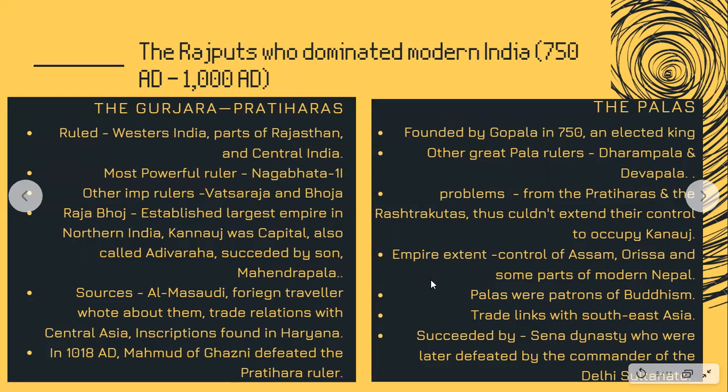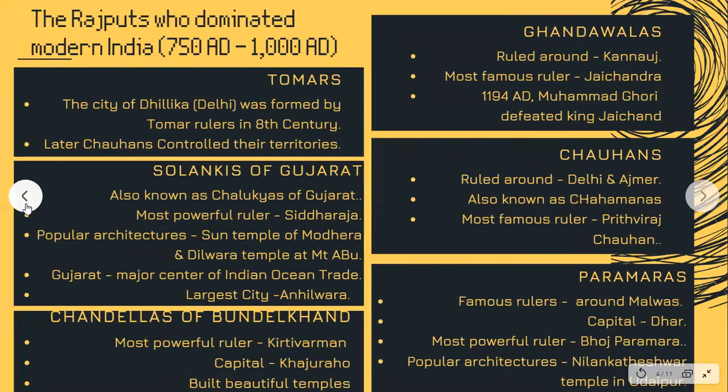Then the empire extended from Assam to Orissa and even parts of Nepal. So it is huge, right? Palas were patrons of Buddhism. They followed Buddhism. They had trade with Southeast Asia, and they were succeeded by the Sena dynasty, who were later defeated by a commander of the Delhi Sultanate. So this is about Palas. So far we studied the Palas, the Gurjara Pratiharas, the Solankis, Tomars, Chandelas of Bundelkhand, Gahadavalas, Chauhans, and Parmaras, right? These were different kingdoms and dynasties ruling the subcontinent between 750 AD and 1000 AD.